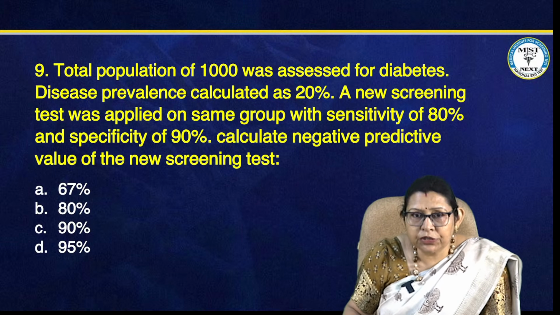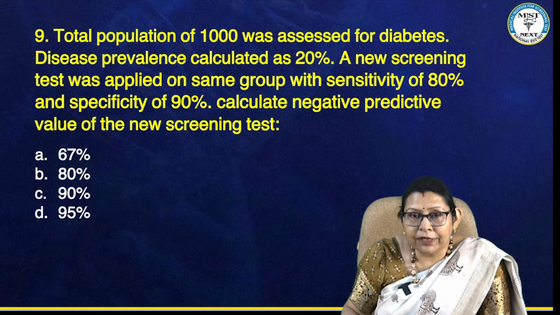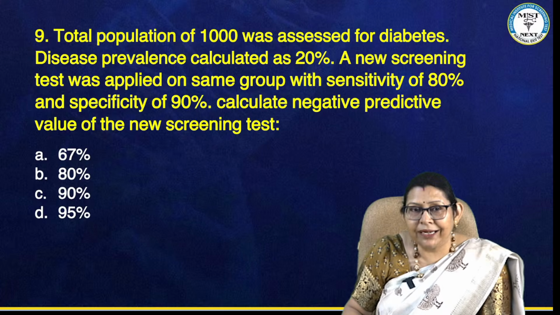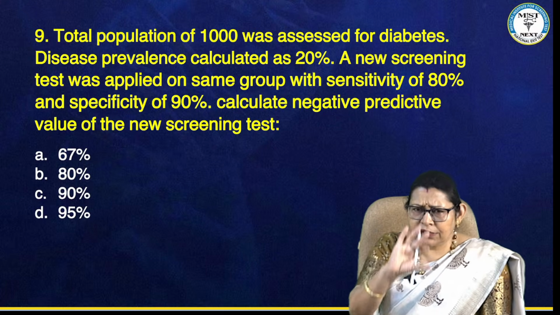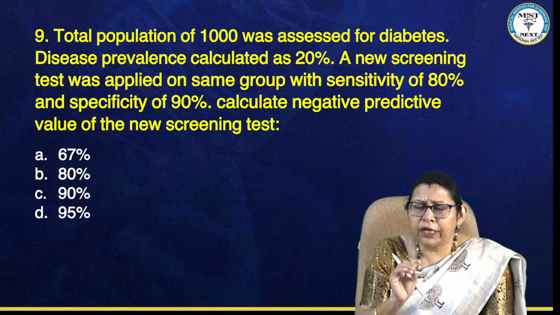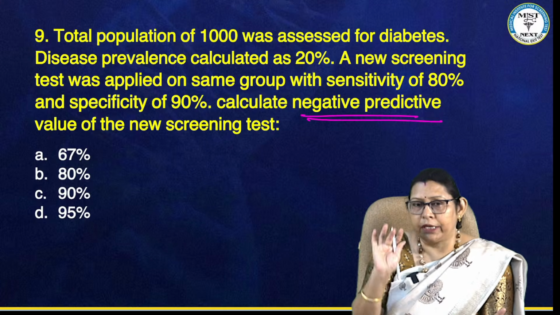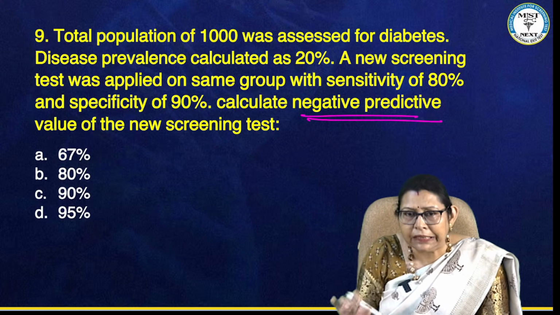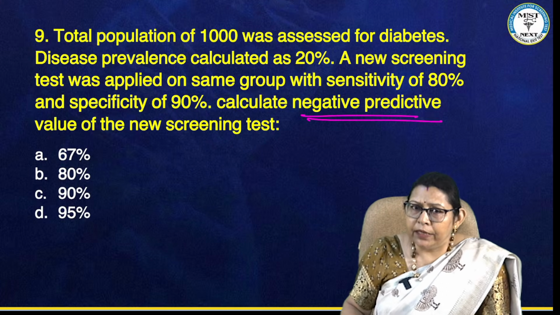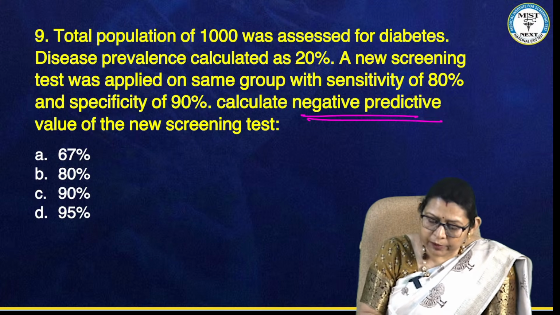The total population of 1000 was assessed for diabetes. The disease prevalence calculated as 20%. A new screening test was applied on the, this is whatever the long story. Just see what is asked. They are trying to ask to calculate the negative predictive value. So first, for a long question, see what is being asked. Negative predictive value. Now quickly recall the formula of negative predictive value.